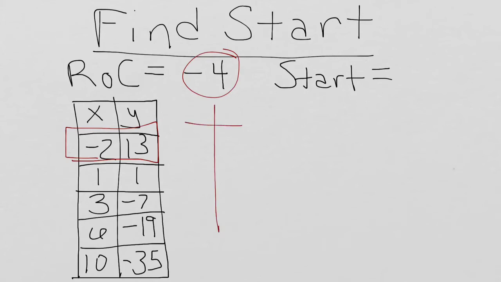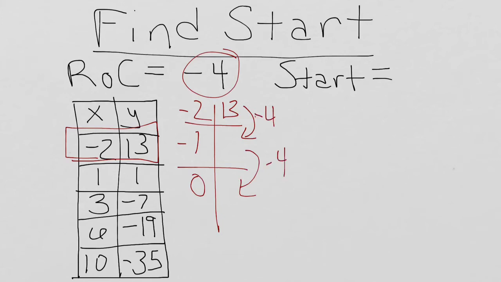So we're going to start at -2, which has a y value of 13, and we're going to count to 0. So we're going to go to -1 and then to 0. Well, to do this we have to use the rate of change twice. We have to -4 twice, because that's our rate of change. So 13 minus 4 would give us 9. 9 minus 4 would give us 5. So this way tells us that the start value, which has to have an x of 0, is 5.